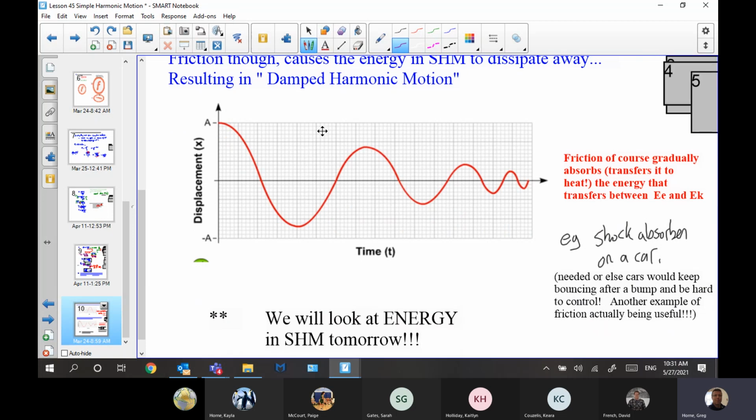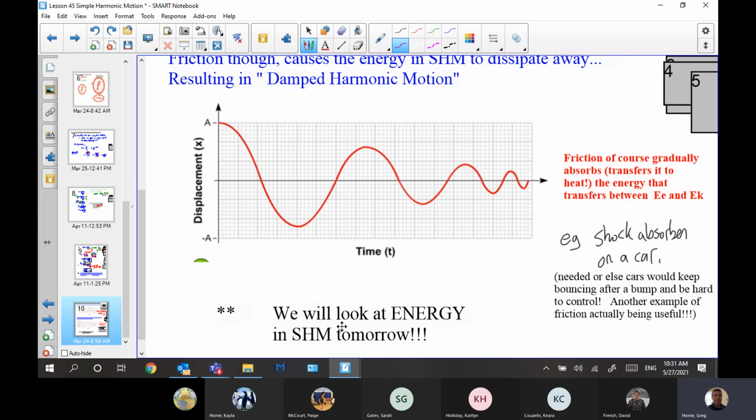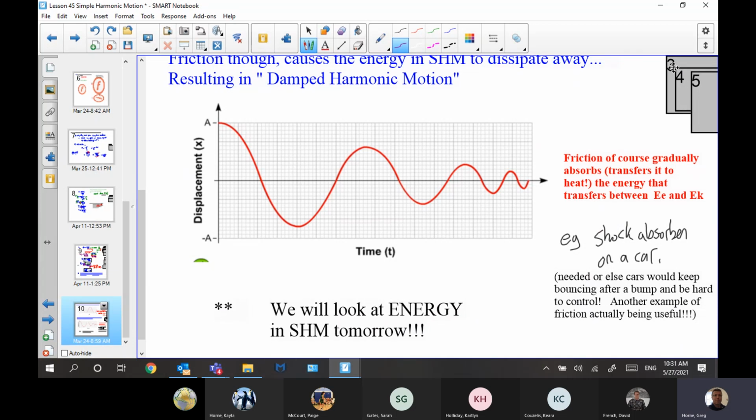So basically what we're seeing here is the energy is dissipating away. We're going to talk about simple harmonic motion energy tomorrow normally, but through the magic of quadmester systems, it's right now. So anyways, any questions about simple harmonic motion?